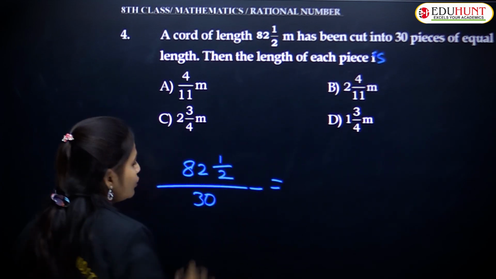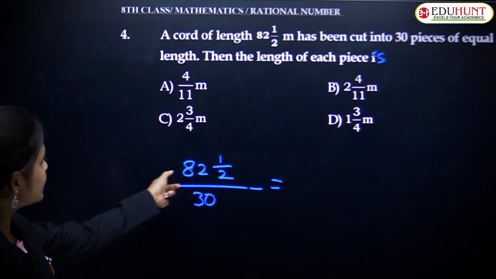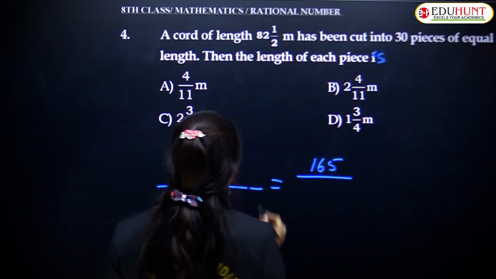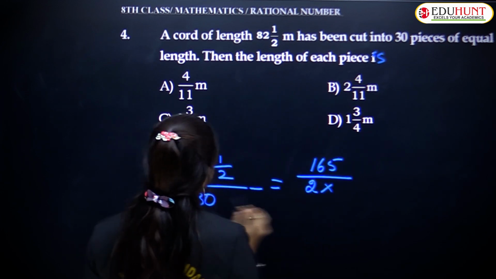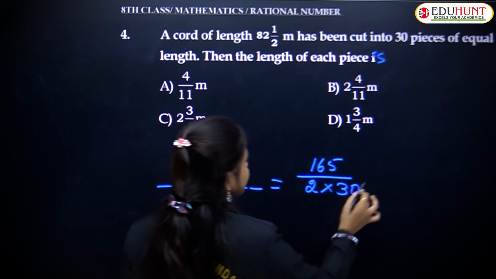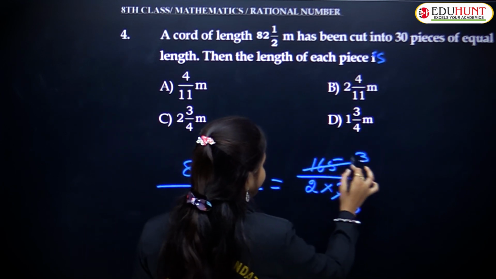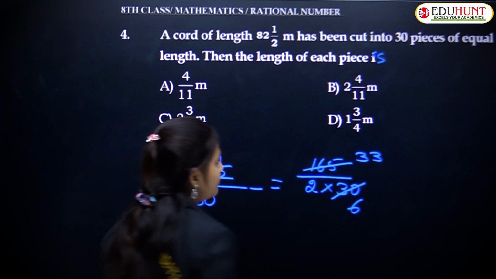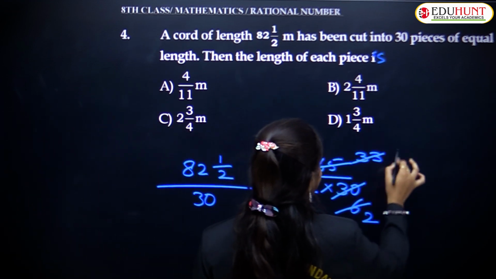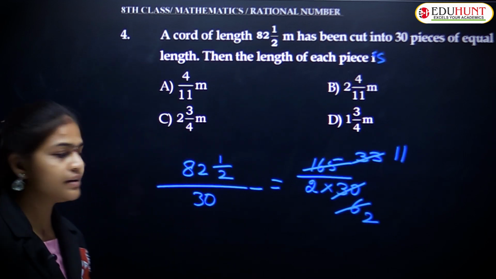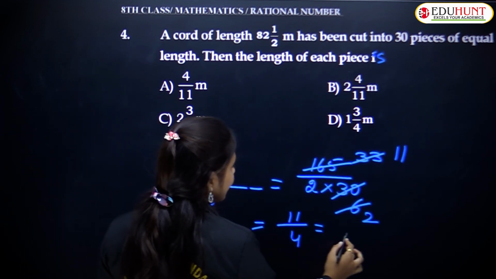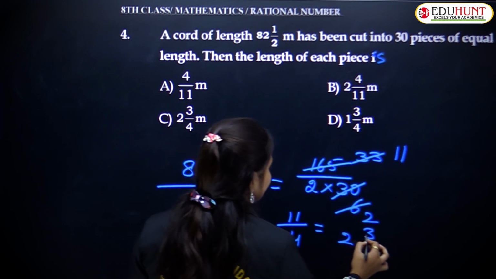So 82 into 2 is 164. 164 plus 1, 165. So 165 by 2, along with 30 here, no? Okay. Cancellations: 5 sixes are 30, 5 threes are 15 and 5 threes are 15. Clear? Next cancellations: 3 twos are 6, 3 elevens are 33. Clear? So which is equal to 11 by 4. So we can write 4 twos are 8 and 3 by 4.